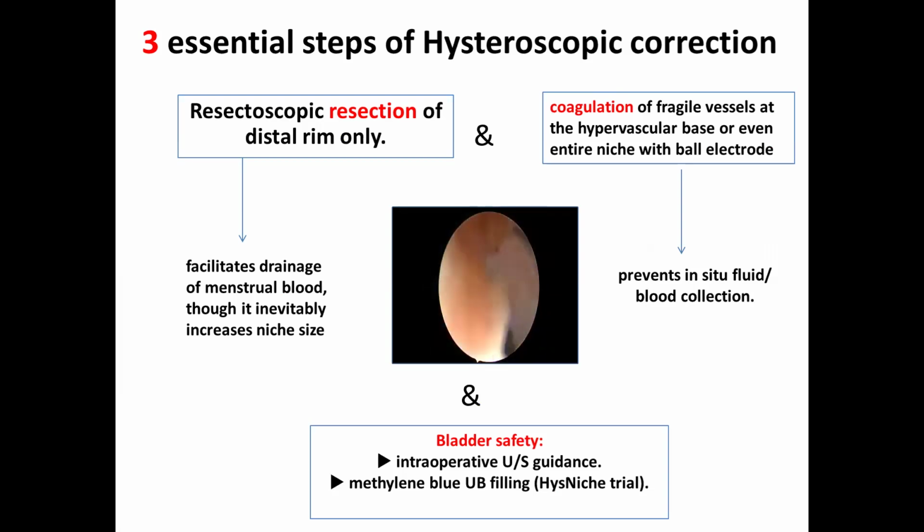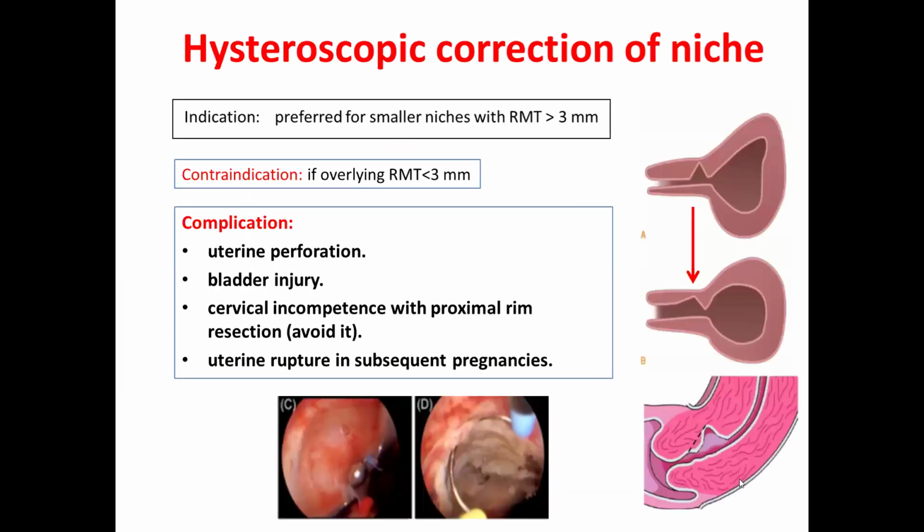Don't you excise the proximal one to minimize the risk of cervical incompetence, and actually it is not valuable in prevention of accumulation of the menstrual blood. Number 2, to coagulate the defect and fragile vessels at the bed of the pouch and to kill the infected tissue. And of course, you have to take biopsy. And lastly, and importantly, you have to have concomitant monitoring of your procedure to avoid bladder injury by doing transabdominal ultrasound guidance done by your assistant.